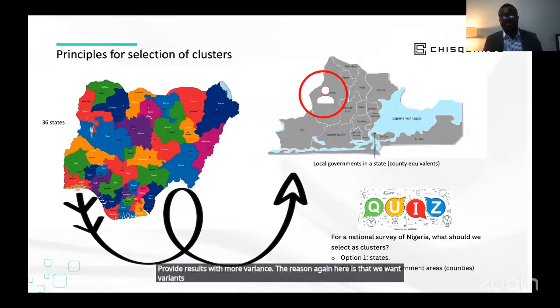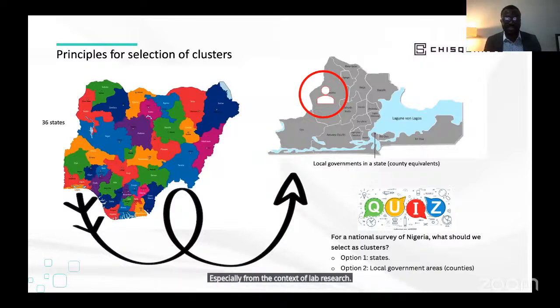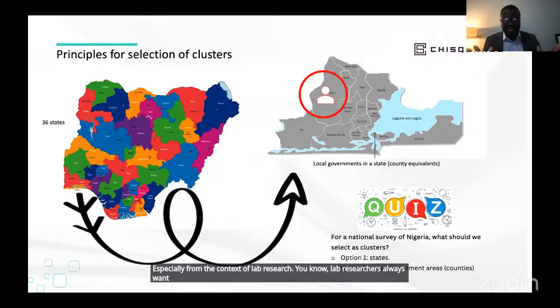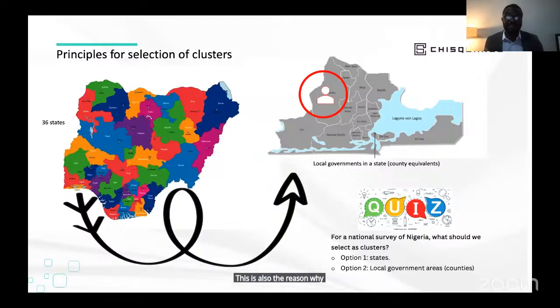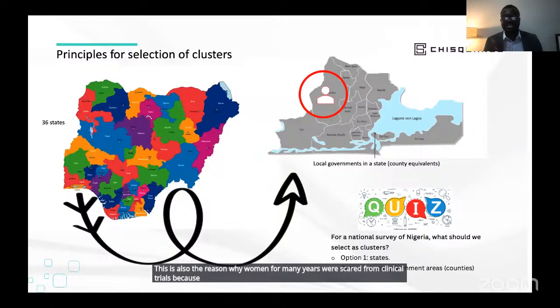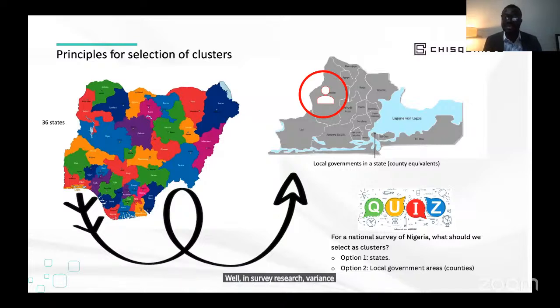As researchers, sometimes when we think of the word variance, we think of it as a negative thing, especially from the context of lab research. Lab researchers always want, this is the reason why they want all the rats to be of a specific type, because they want all the subjects to be identical, right? This is also the reason why women for many years were excluded from clinical trials, because it was thought that hormonal issues might make the population more heterogeneous. Well, in survey research, variance is not a bad thing, it's a good thing, right?